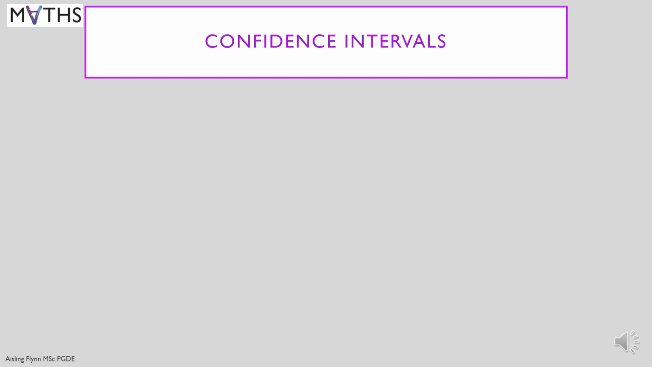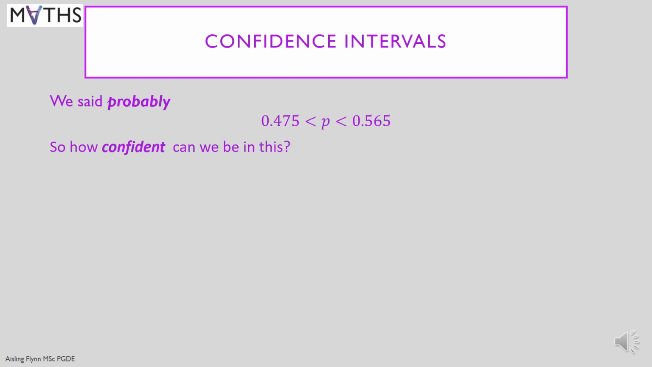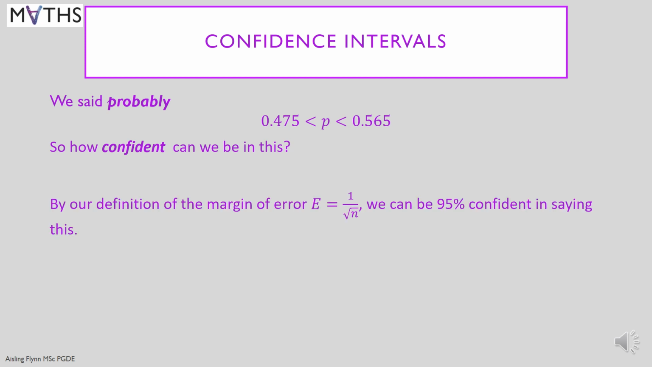Confidence intervals. On the previous slide, we said probably. We said that the true population proportion probably was between 47.5 and 56.5%. Probably. So how confident can we be in this? How sure? This comes down to definition. By our definition of the margin of error E, where E is equal to 1 over root n, we can be 95% confident in saying this.